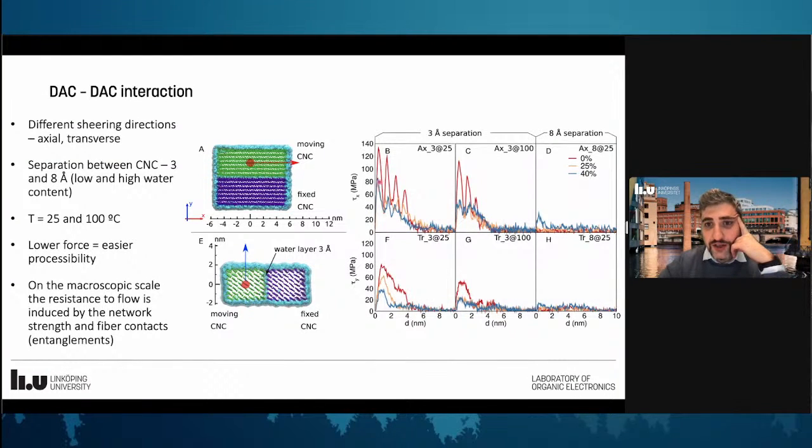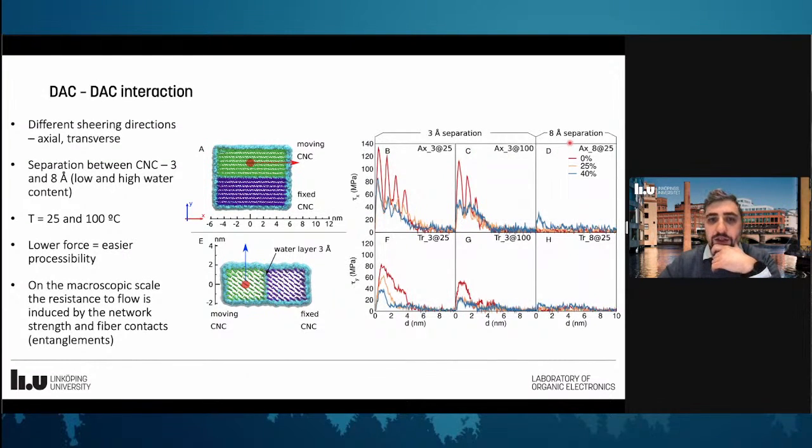When we modify cellulose, for the dialcohol cellulose, we see that the force is much lower at 25 degrees. And when we increase the temperature to 100 degrees, as in the experiments, we see that this force becomes even lower for the dialcohol cellulose, but also for native cellulose. But still for native cellulose it is quite large.